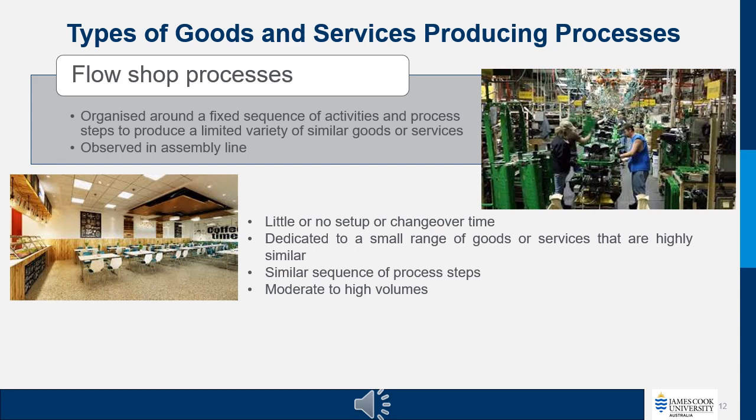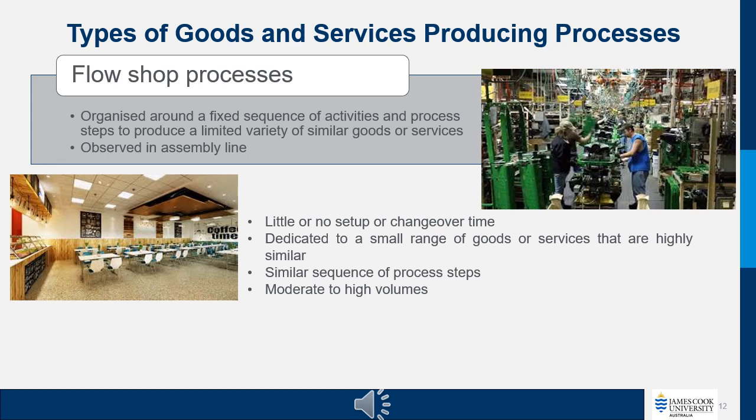Flowchart processes are a type of manufacturing or product system that is organized around a fixed sequence of activities and process steps. These are some of the characteristics of flowchart processes. Fixed sequence of activities. Flowchart processes follow a predetermined and unchanging sequence of activities or process steps.